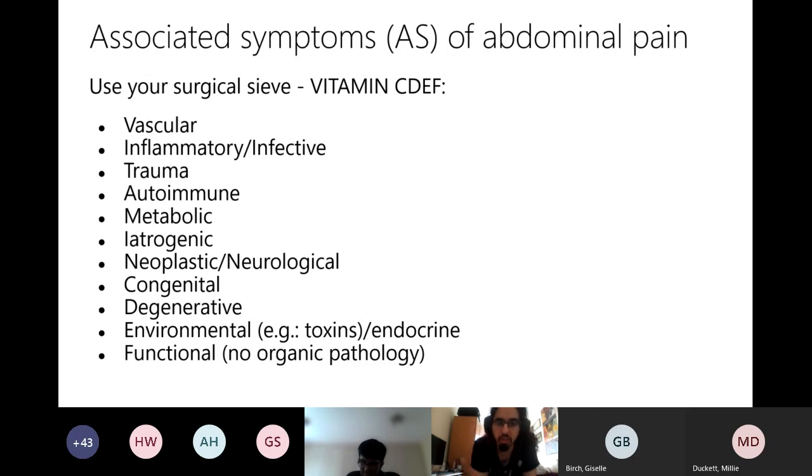So this is, again, with non-specific symptoms, surgical sieves are useful, particularly in things like abdominal pain when you're looking at the associated symptoms. We could go through these very quickly. Let's say you suspect there's a vascular cause, something like somebody having an inferior MI who has come in with epigastric pain. What associated symptoms might this patient present with? So abdominal pain plus these symptoms, which might point you towards a vascular cause.